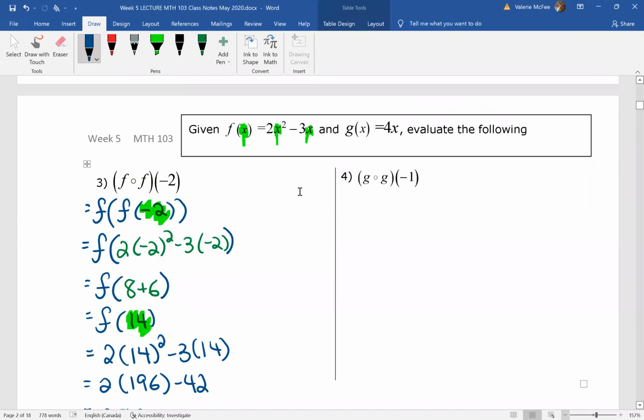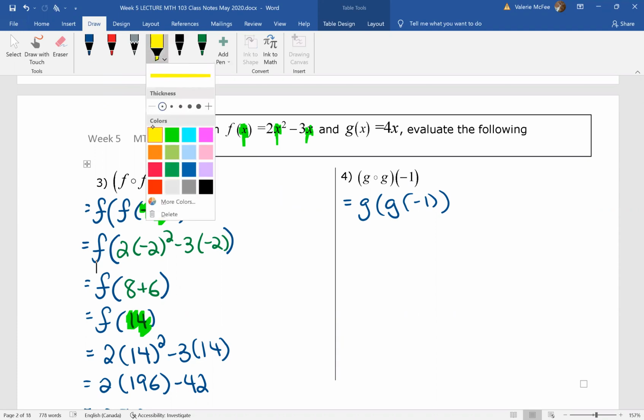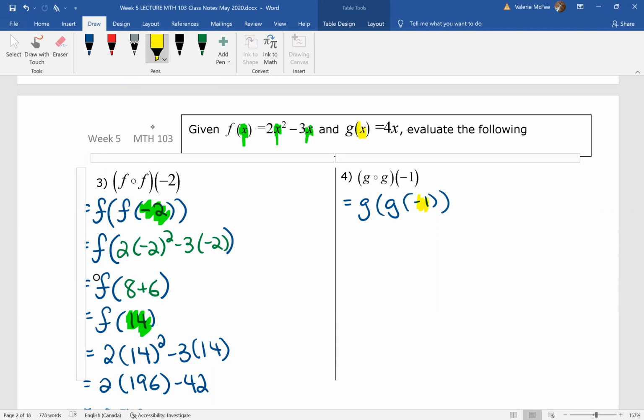One more question. Why don't you try g composed with g of -1? First, write out the equation using the definition. Check your brackets. It's easy to get a little bit confused here. And this time we've changed x to -1, so we need to change x. We found that the g of -1 is -4, and now we are going to substitute one more time -4 into g.